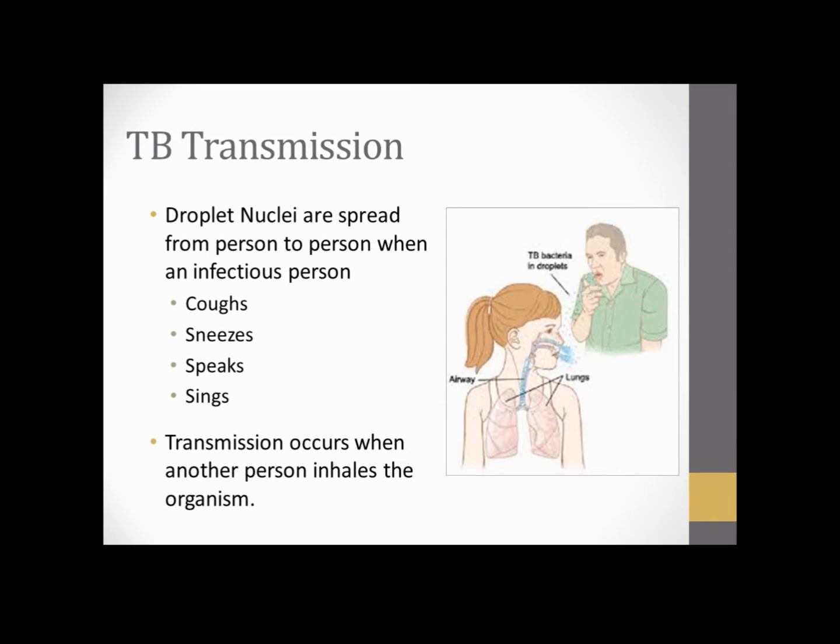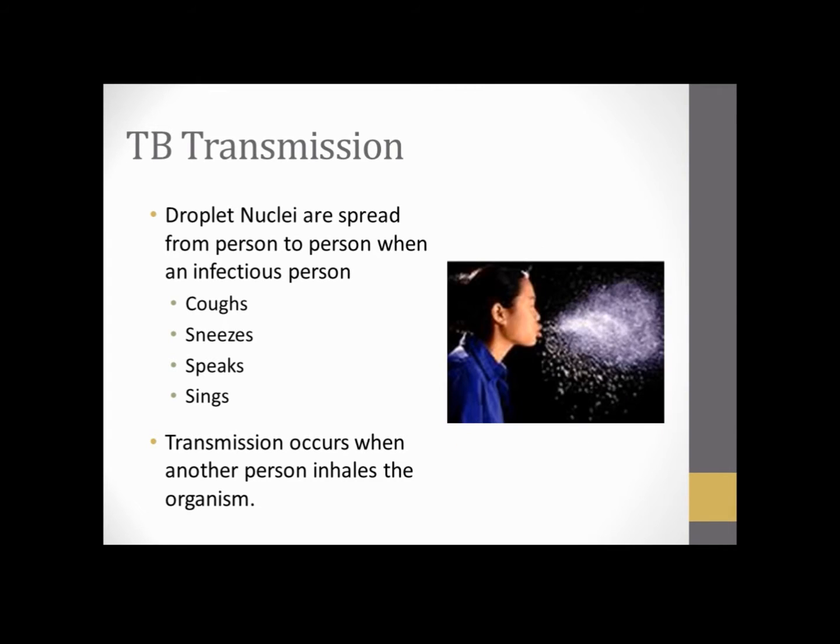TB transmission: droplet nuclei are spread from person to person when an infectious person coughs, sneezes, speaks, or sings. Transmission occurs when another person inhales the organism. Droplet nuclei are small particles containing the TB bacteria expelled into the air by a patient with infectious TB. So you can see this picture is very graphic, but it shows exactly what droplet nuclei are.